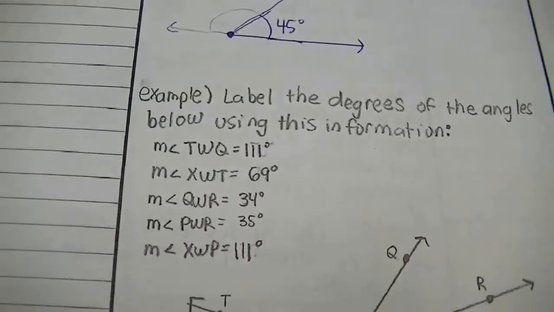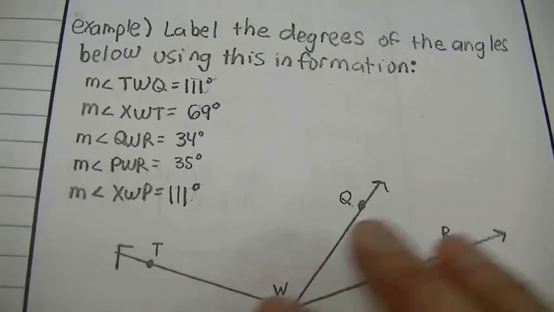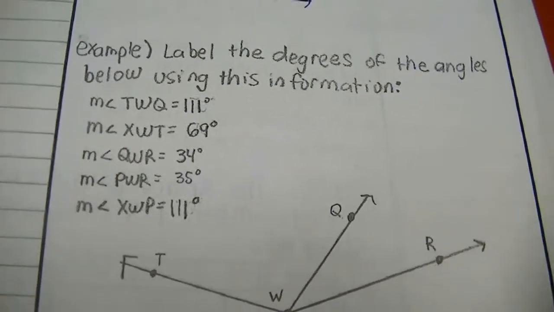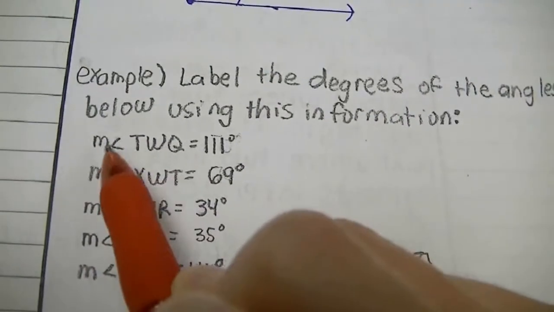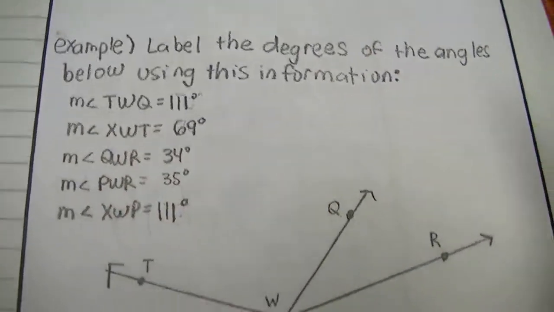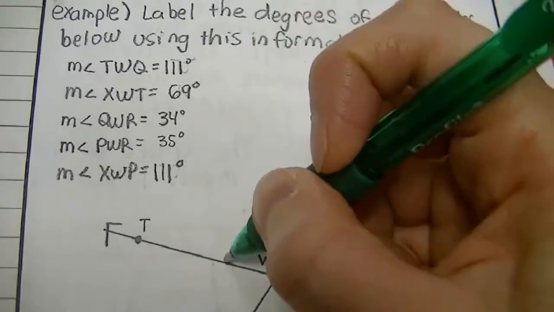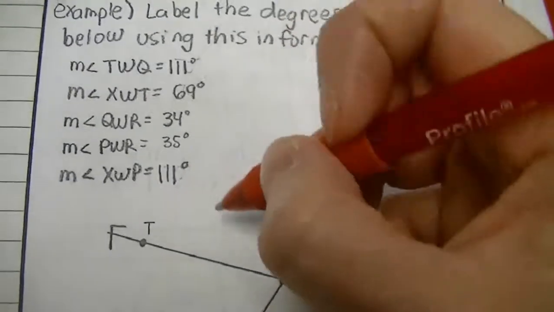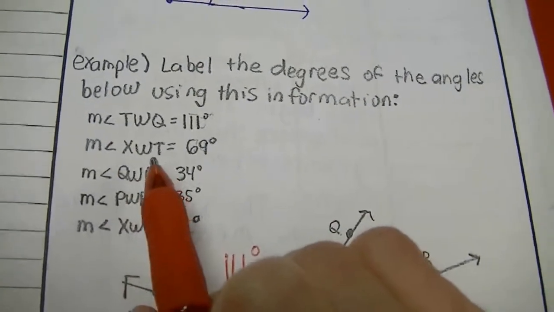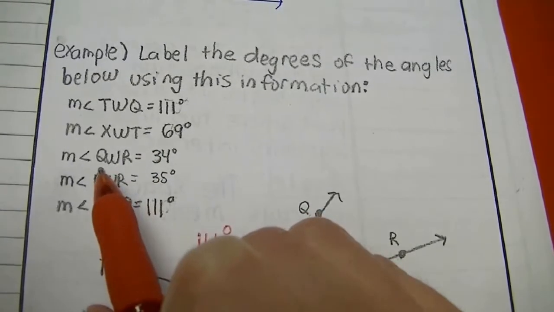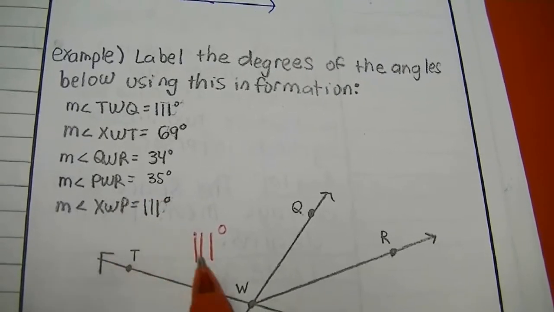Okay, so the next example says label the degrees of the angles below using this information. This is practicing a way to label your angles. The measurement of angle TWQ is 111, so you're going to find TWQ, and let's not draw the arc yet. Let's just go ahead and label it. Then XWT, go ahead and label that. Then QWR, label that. Then PWR, label that. And XWP, go ahead and label that.